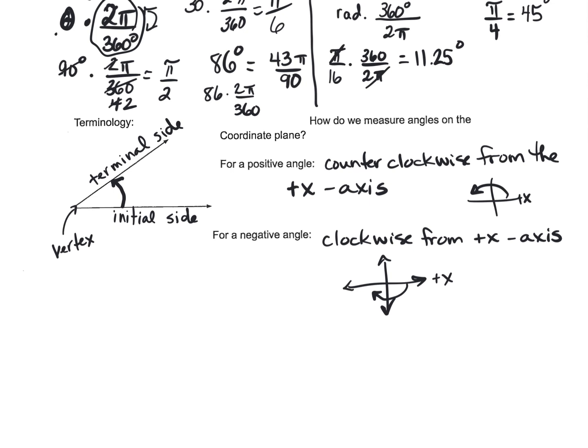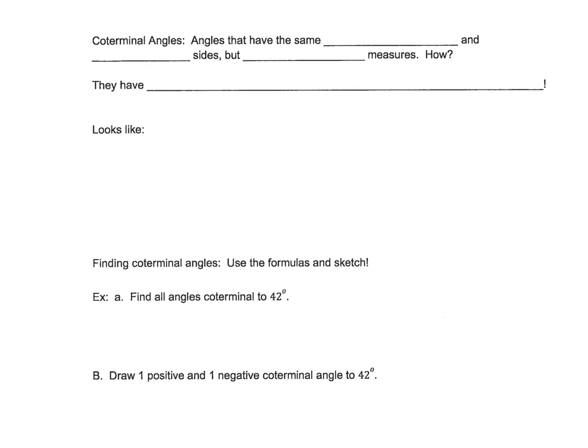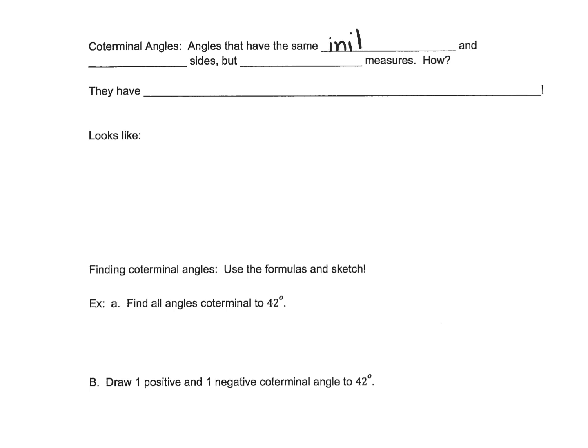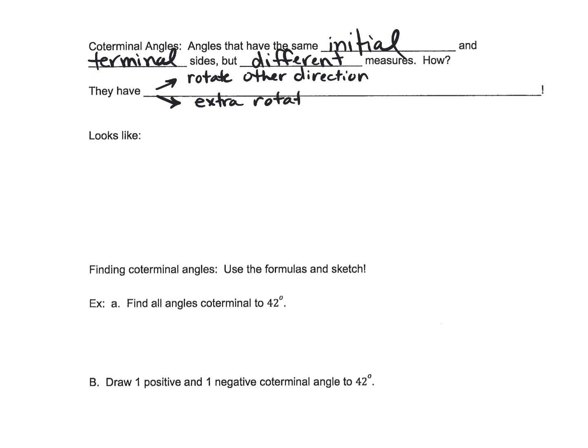Now, how can that be? If we're measuring angles that have the same initial and terminal sides but different measures, how? One of two ways. We can either rotate the other direction, in other words, we can measure positive, or we can go the other way and measure negative. Or extra rotations. And I'll show you what we mean by that.